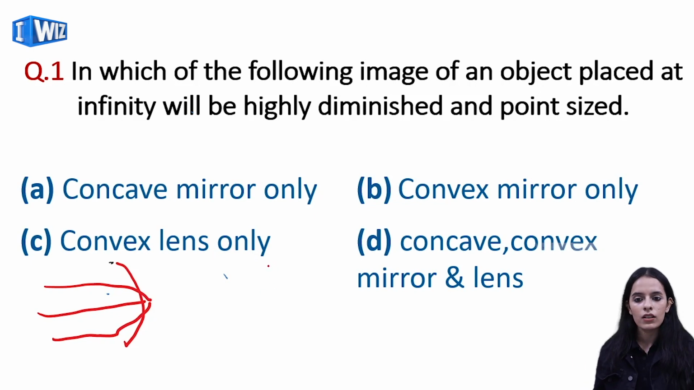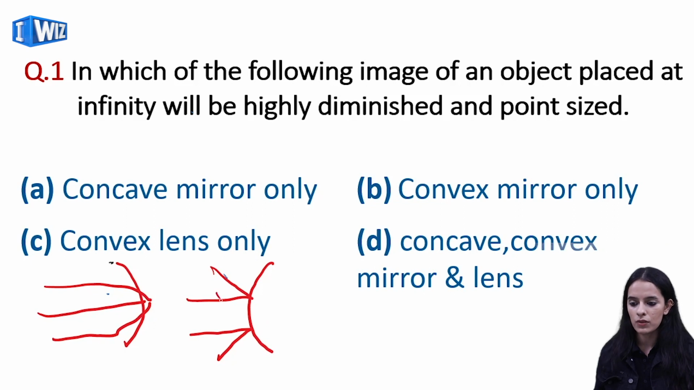And a convex mirror is a diverging mirror, meaning it splits the rays of light falling on it like this. Whatever rays of light fall on it, it diverges each and every ray. This one is called diverging and this one is called a converging mirror. So you have to tell which mirror forms a highly diminished, point size image.